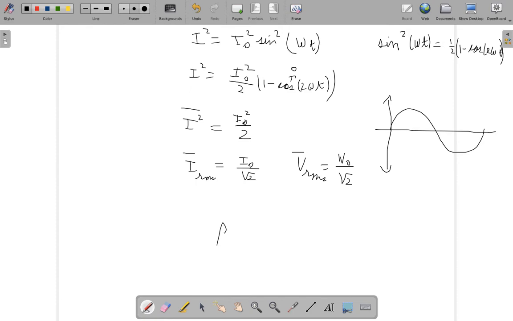This means our average power will equal our RMS current times our RMS voltage, which will equal max current times max voltage over 2.